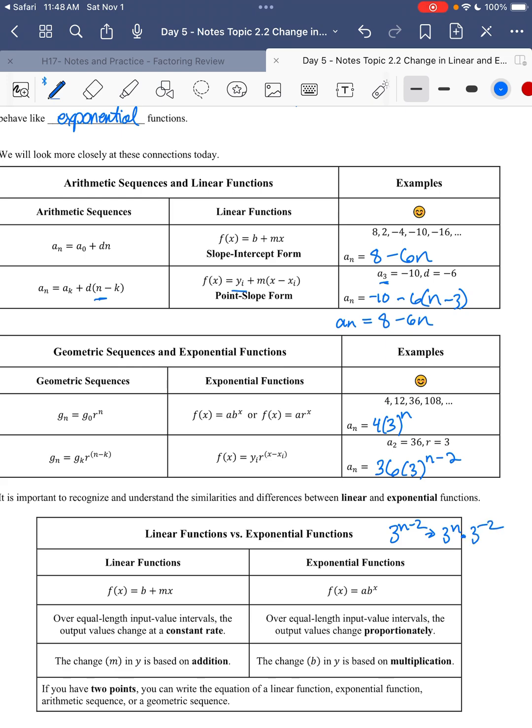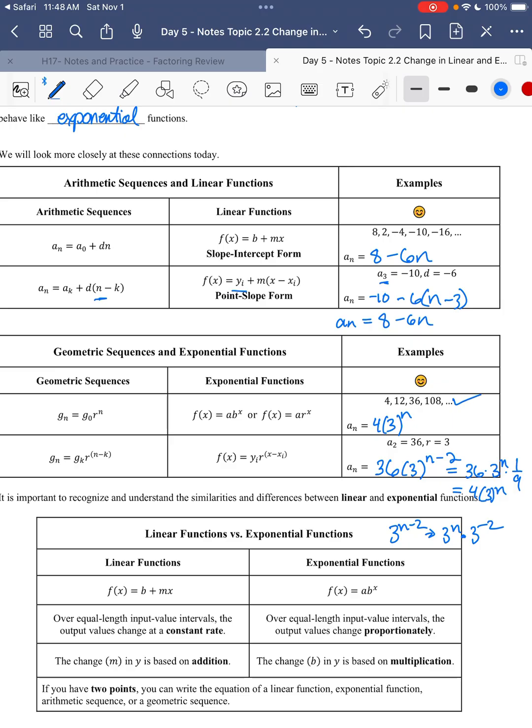And 3 to the negative 2 is 1/9. So I basically have right here 36 times 3 to the n times 1/9. And 36 over 9 is 4. So I have 4 times 3 to the n, because it was the same formula as this one right here.